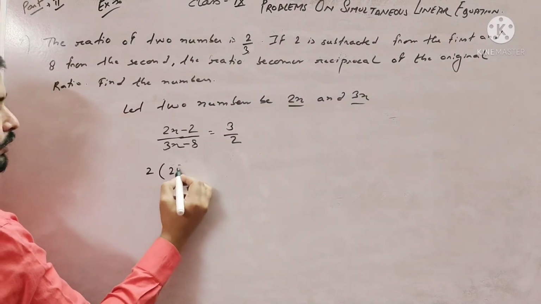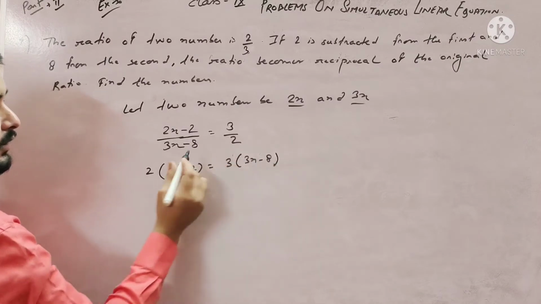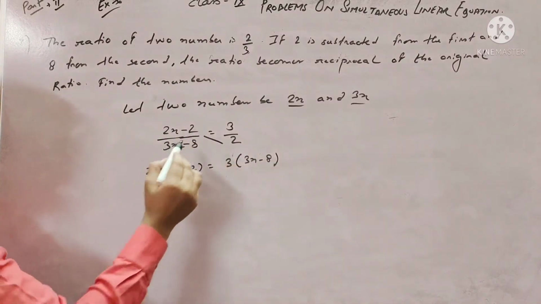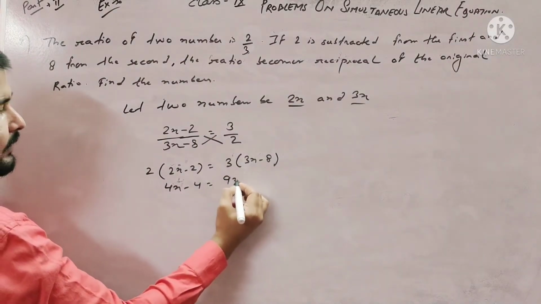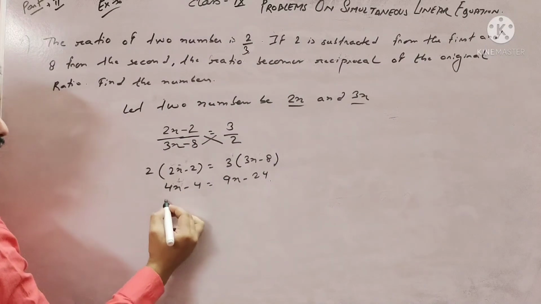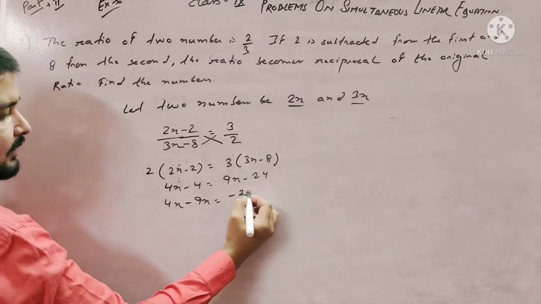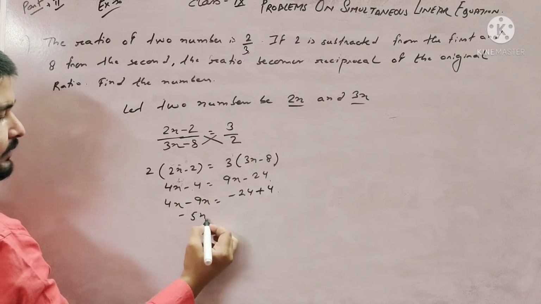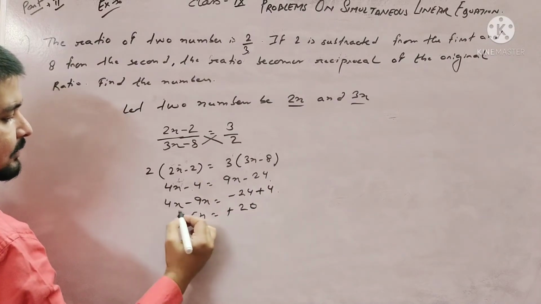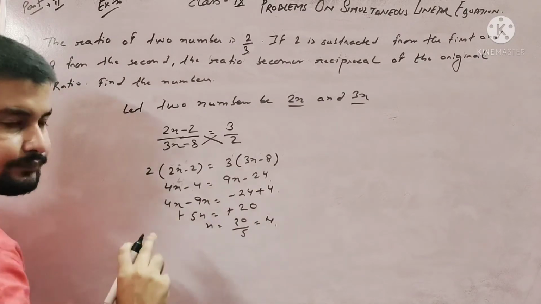Okay, so 2x minus 2 and 3x minus 8, cross multiply. 2 twos are 4x minus 4, 3 threes are 9x minus 24. So 4x plus 9x came this side, minus 9x minus 24, minus 4 going this side is plus 4. So minus 5x equals minus 20, minus minus cancel, x equals 20 by 5, that is 4.